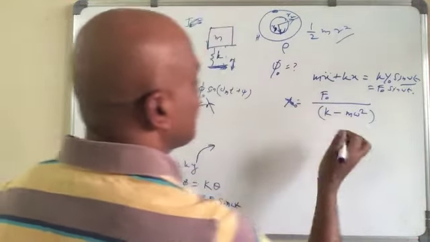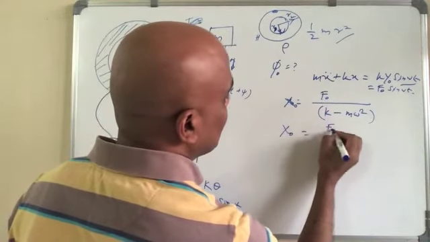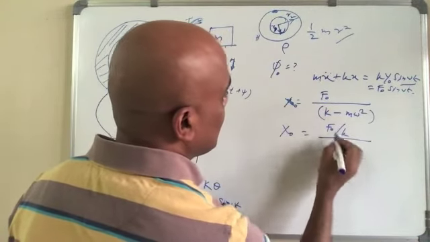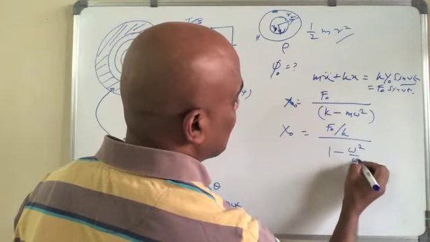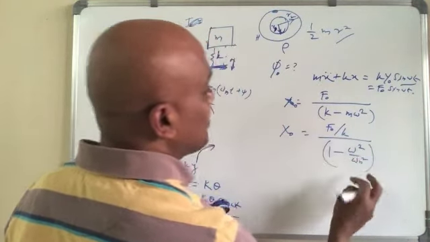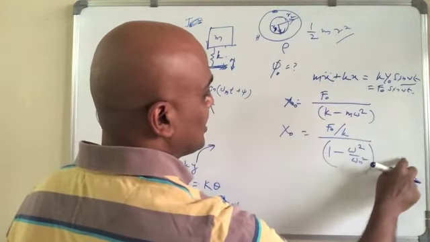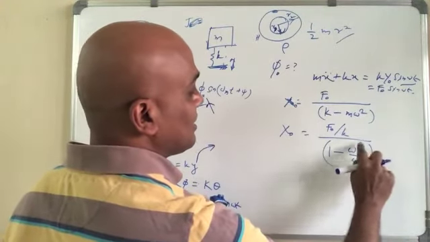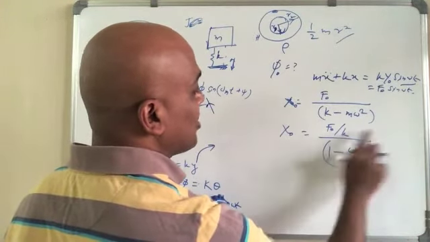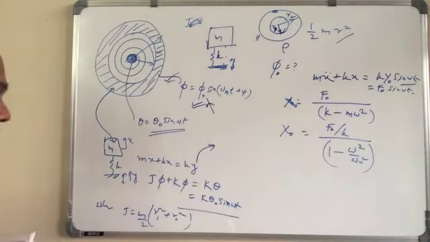Why? Because the zeta term is not there, and hence x naught will be simply f naught over k divided by 1 minus omega square over omega n square. Otherwise you get the square root of that square plus 2 zeta omega over omega n, square of that. With zeta equal to 0, and this being the square root of this square, you get this square. So x naught will be like that.